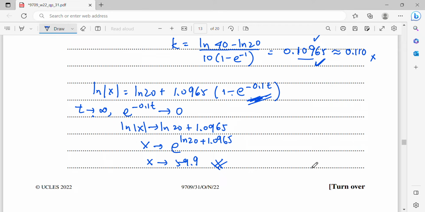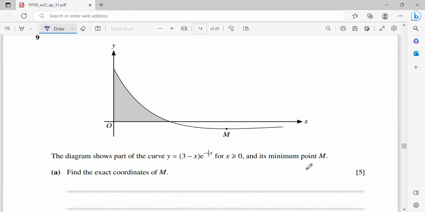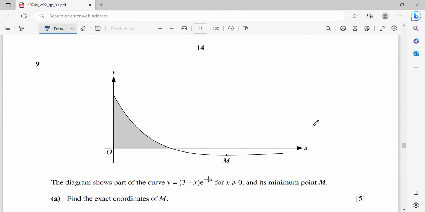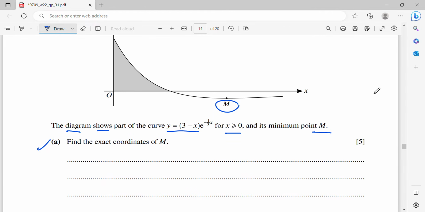All right. So now let's move on to question 9. From question 9, you are given the diagram that shows part of the curve. This is a curve for x greater than or equal to 0 and the minimum point m. So this is a minimum point. Now part A, find the exact coordinates of m. Means that you need to find the minimum point.